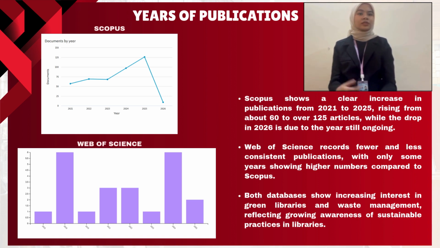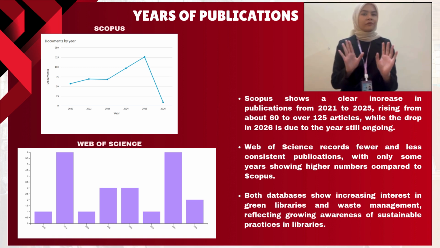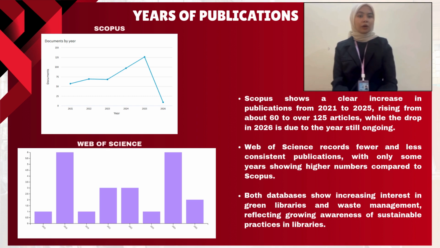The drop in 2026 is likely because the year is still ongoing, so only a few articles have been indexed for the year. For the Web of Science, the number of publications per year is generally lower, and the bar chart is less consistent. Some years like 2019 and 2024 show a higher contribution, while other years have only a few articles. This shows that the Web of Science covers the relevant studies. Its coverage is smaller compared with Scopus.